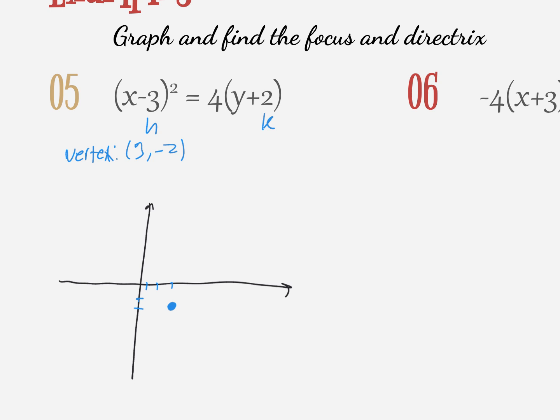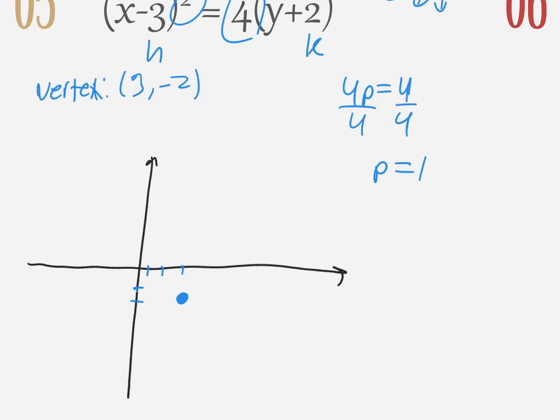I know that because it's an x squared parabola that it's going to open either up or down, so we'll keep that in mind for when we find our p-value. Now our p-value is still going to be whatever's in front of our not squared variable, so I'm going to take that 4 and set it equal to 4p. So I have 4p equals 4, divide by 4 on both sides, and we get p equals 1. So what does this mean? We're 1 unit up from our vertex. So I'm going to graph that right here.